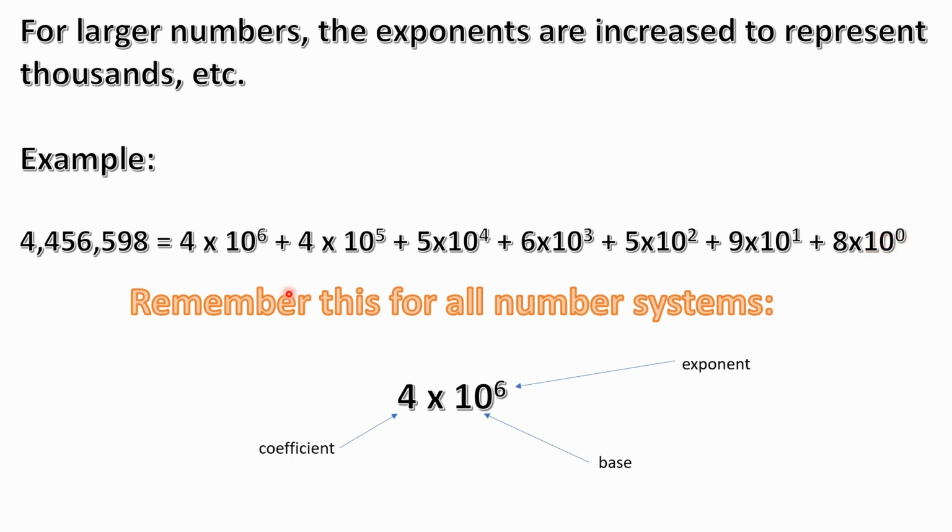This is a good thing to remember for all number systems, not just our base 10 system. Looking at this example, we have 4 times 10 to the 6th. The 4 is our coefficient. This 10 is the base number, which in our case is base 10 or the decimal system. This number 6 is referred to as the exponent. So keep in mind the coefficient, the base, and the exponent when you see these types of problems.